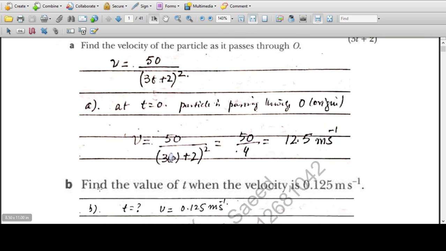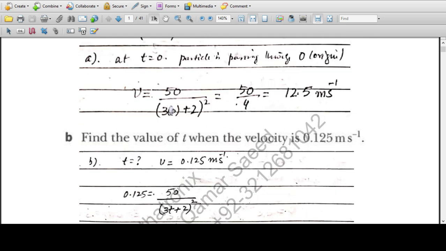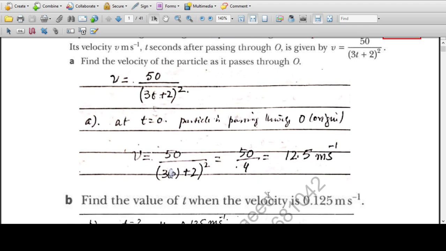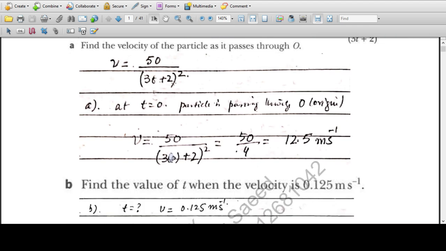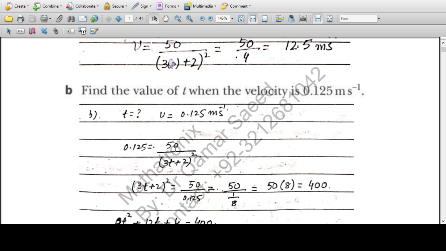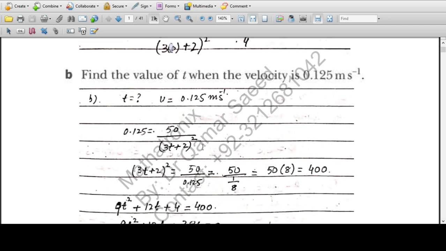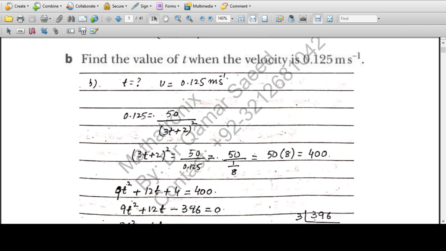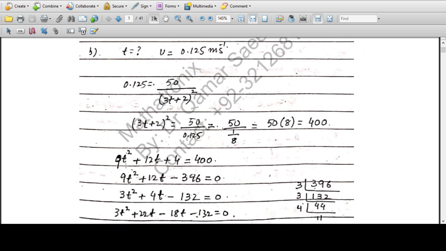In part B, find the value of t when the velocity is 0.125 meters per second. So this is very low velocity, and we have to find the value of t when the velocity is 0.125 meters per second. So on placing v is equal to 0.125 here, this becomes 50 divided by (3t plus 2) whole square. On rearranging it, we have obtained (3t plus 2) whole square is equal to 400.